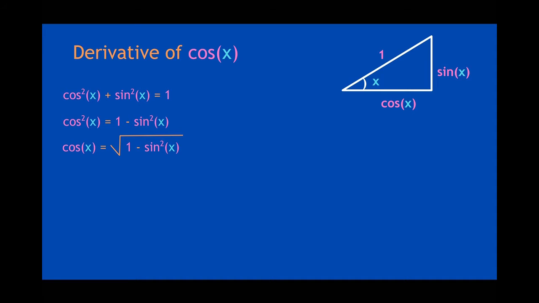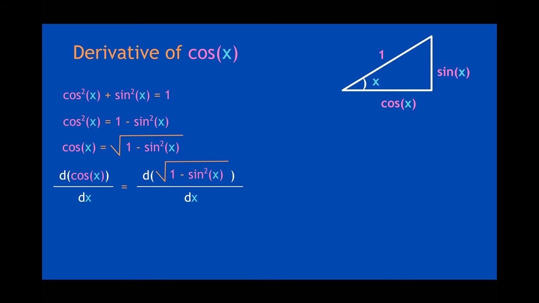From here, we're going to take the derivative of both sides, and since the cosine of x is equal to the square root of 1 minus the sine squared of x, the derivative of the cosine of x is also equal to the derivative of the square root of 1 minus the sine squared of x.